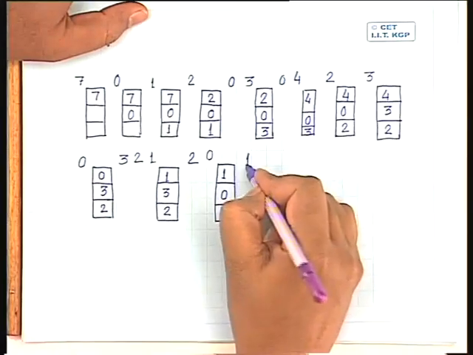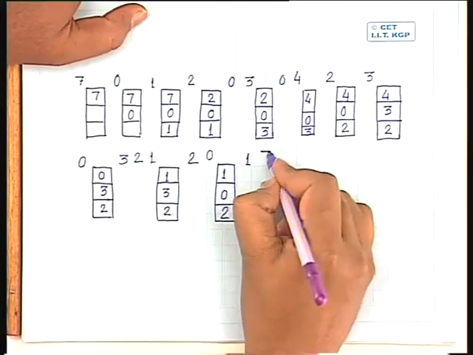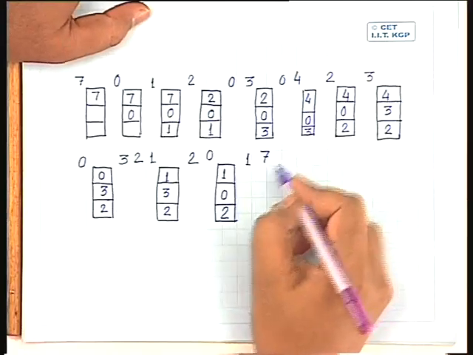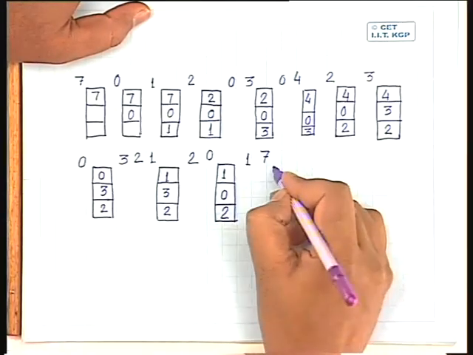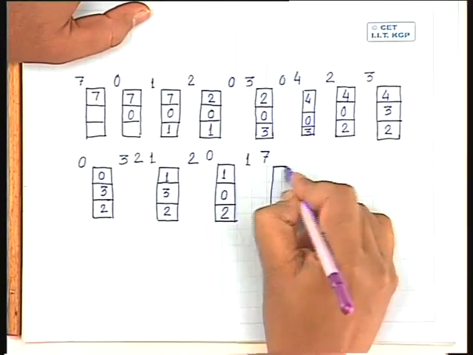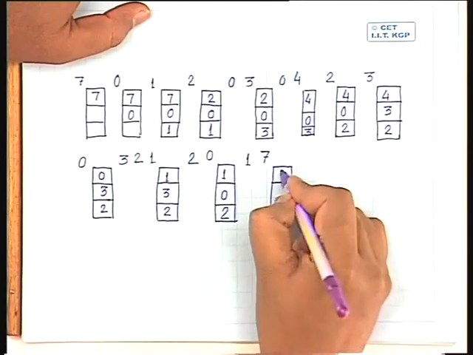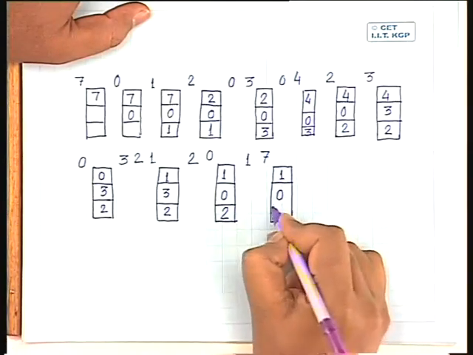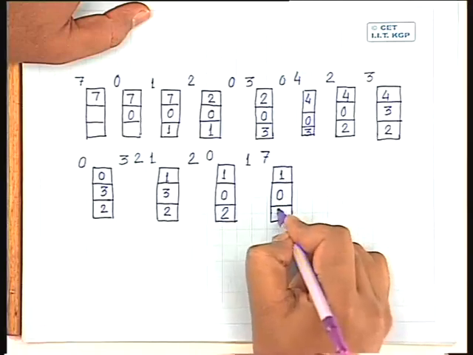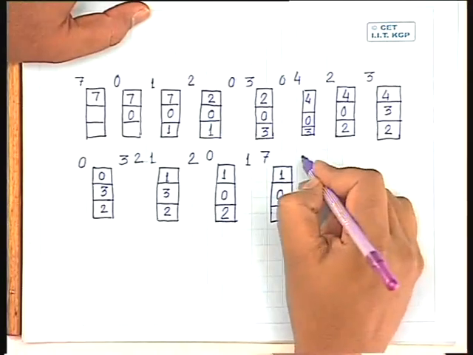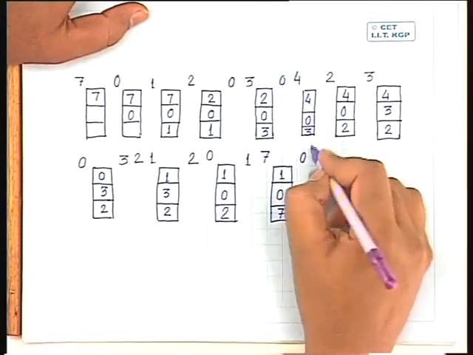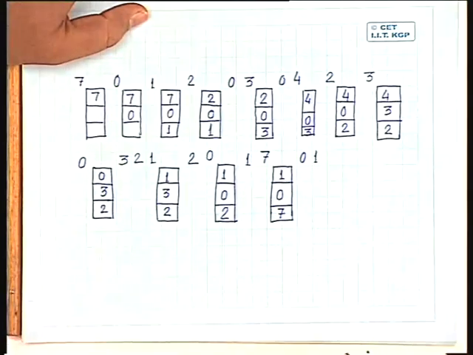Next time 1 is referred, no page fault. 7 is referred, I have a page fault. And out of these pages, it is page number 2 which is least recent. So I replace page number 2 by page number 7. So it becomes 1, 0, 7. Next time 0 is referred, no page fault. 1 is referred, no page fault.